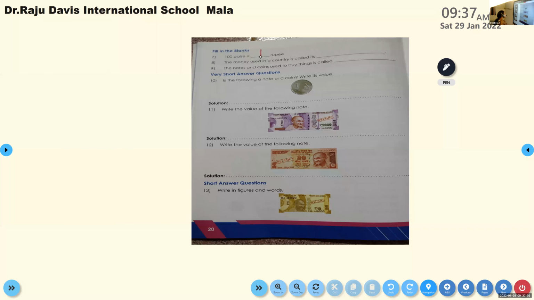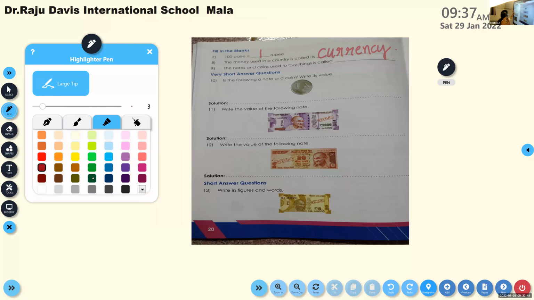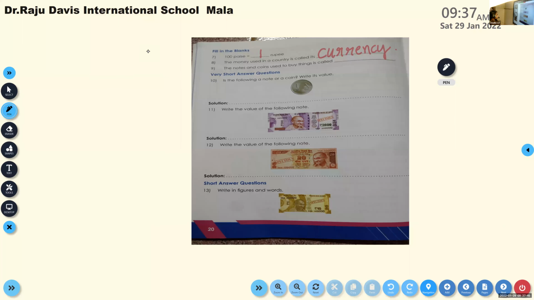Now question number 8. The money used in a country is called its dash. What do we call the money used in a country? Currency. Yes, currency. What's the spelling of currency? C-U-R-R-E-N-C-Y. Currency. Now we can move to number 9.